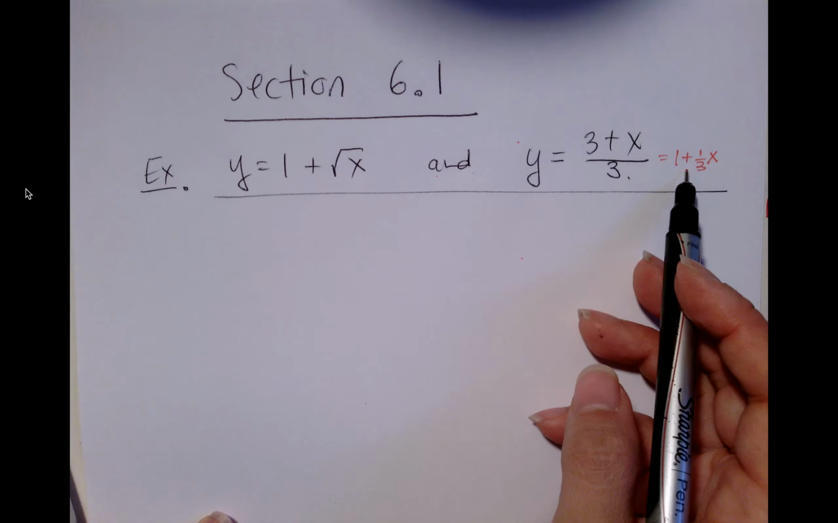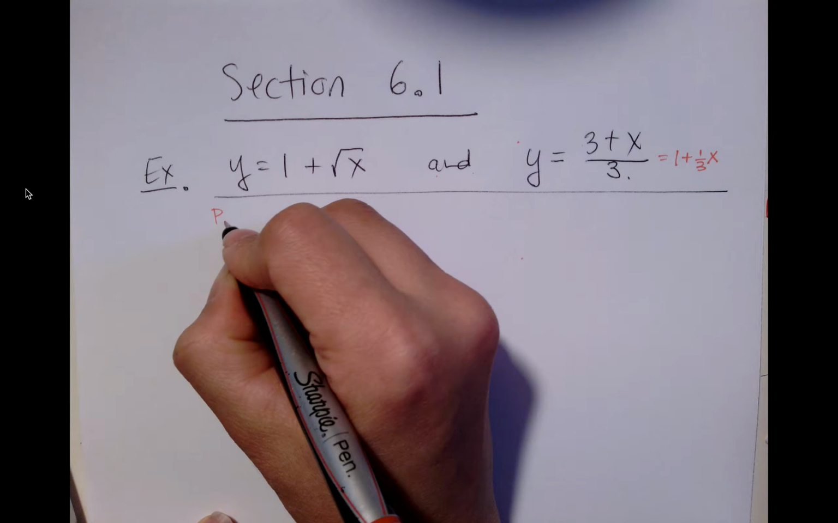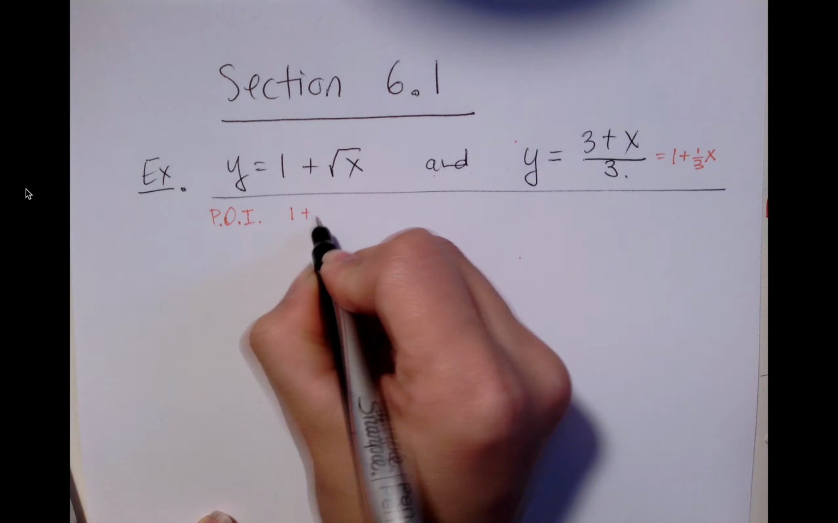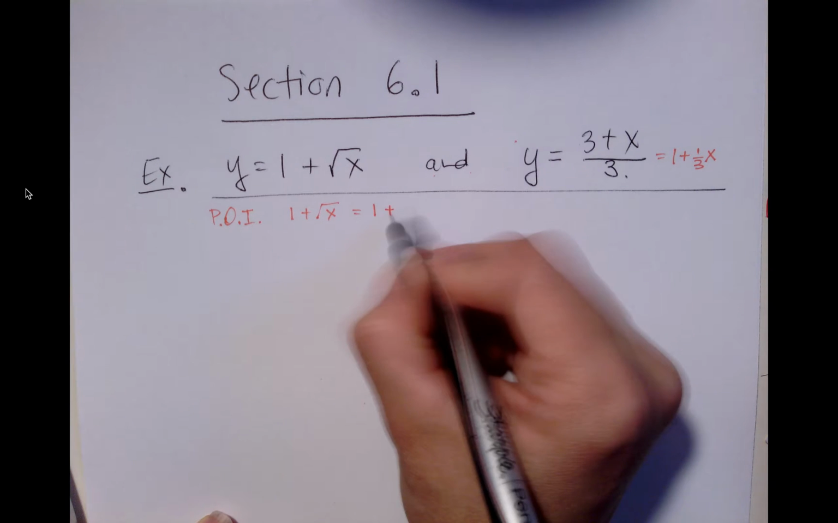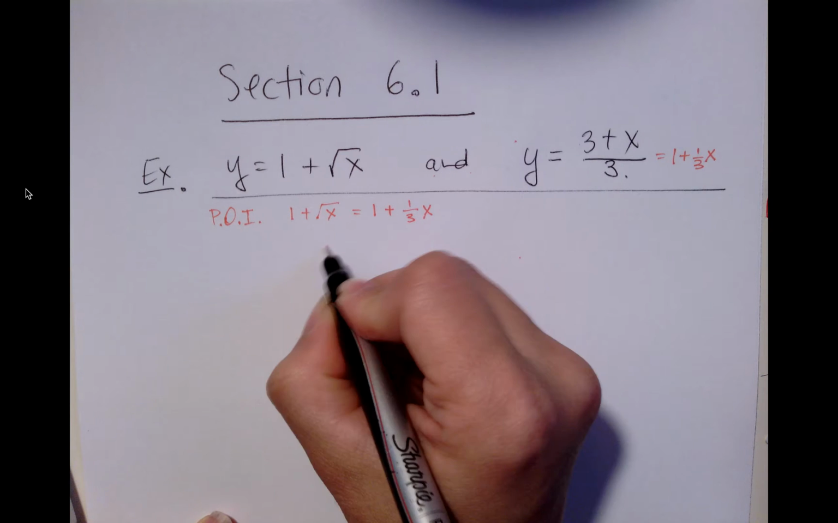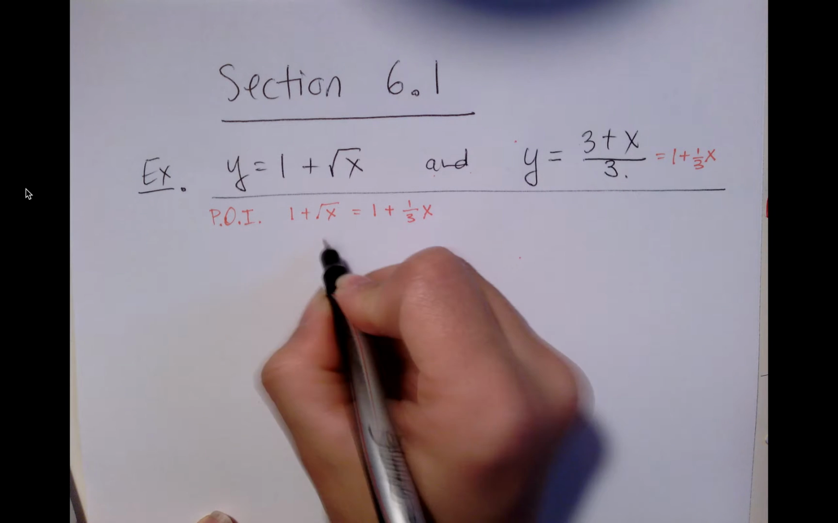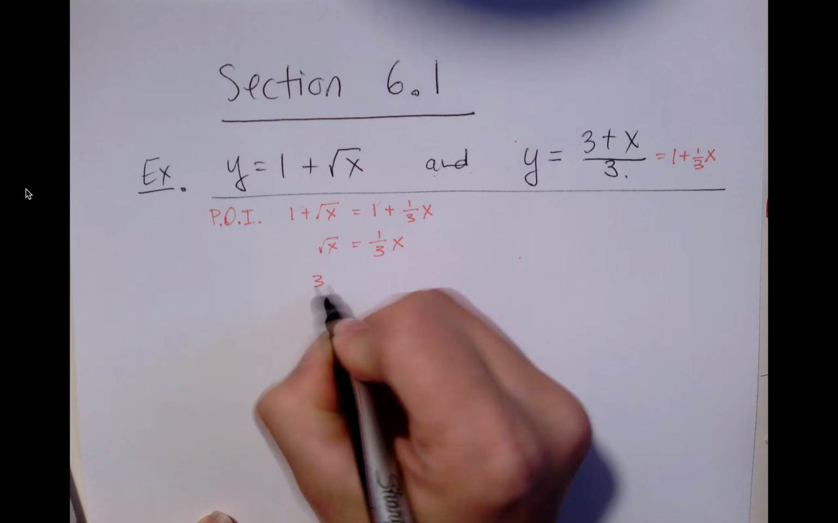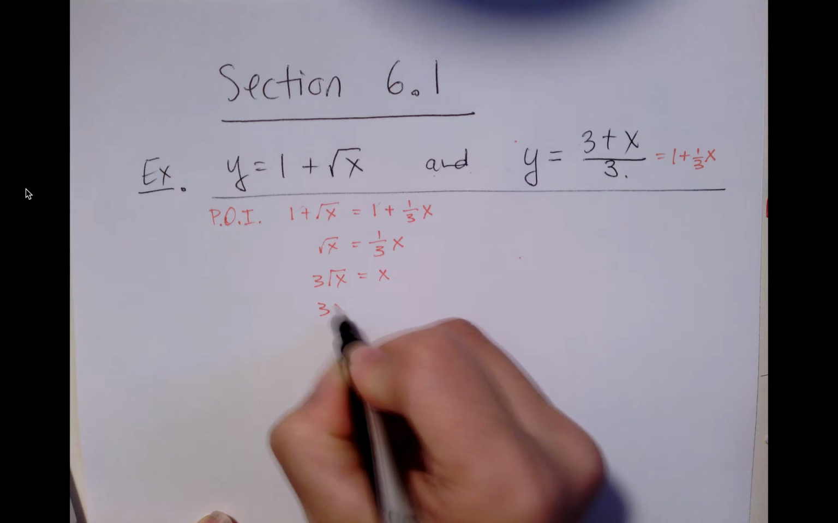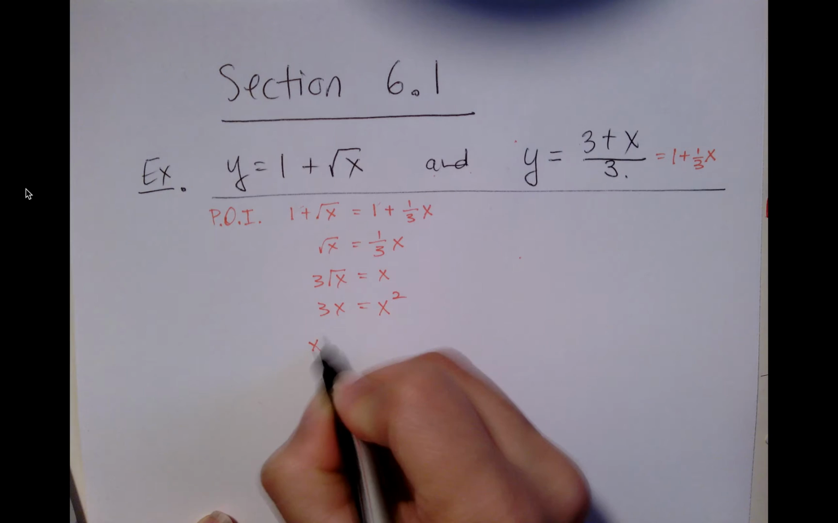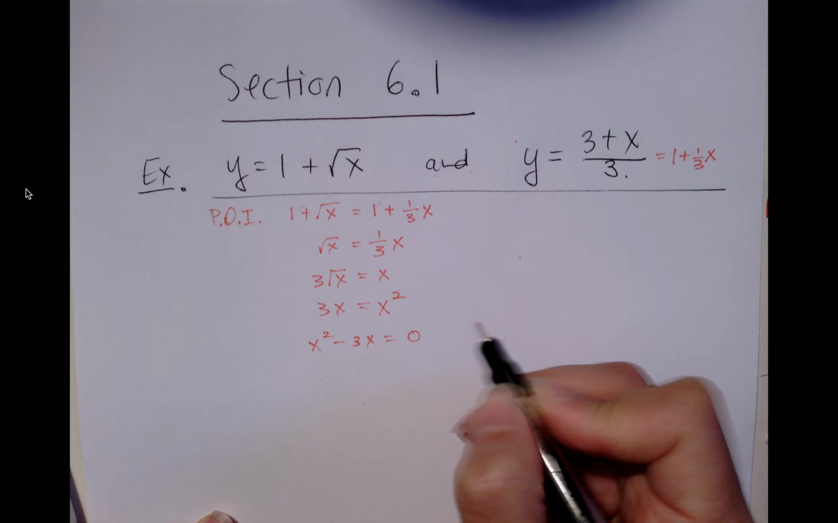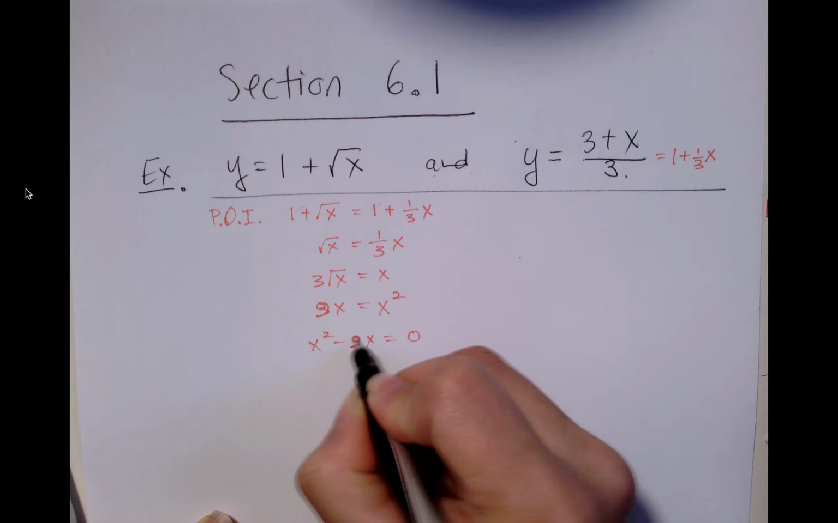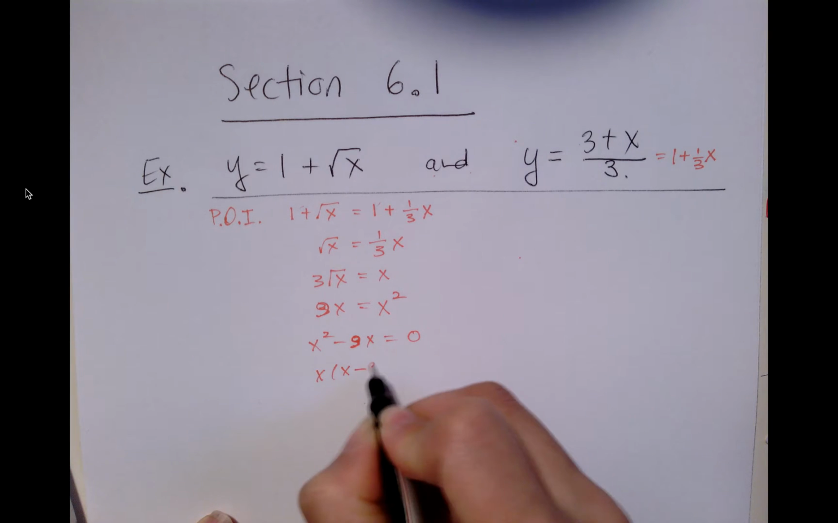First thing it might help to do is just find the points of intersection. So I'm just going to set these equal to each other and see where they intersect. Here I can cancel those. I get root x is equal to 1/3 x, so 3 root x is equal to x. Sorry, if I square both sides, I get 9x equals x squared. And then I have x times x minus 9 is equal to 0.